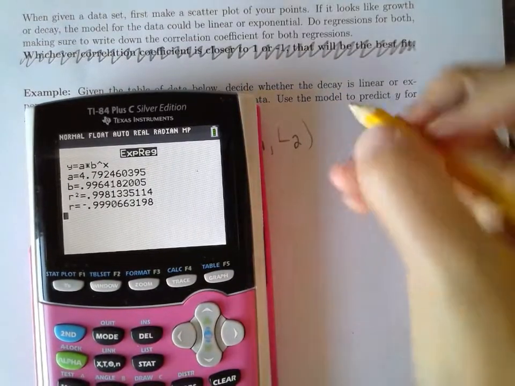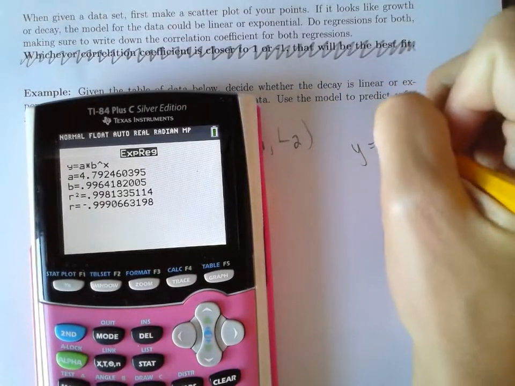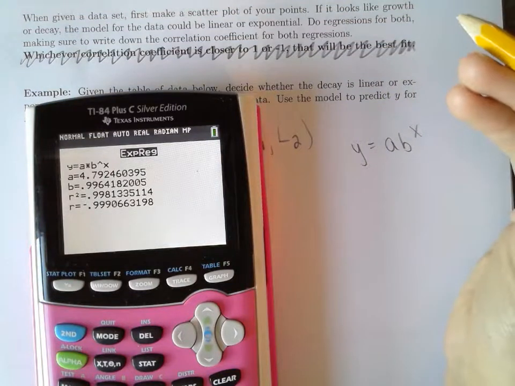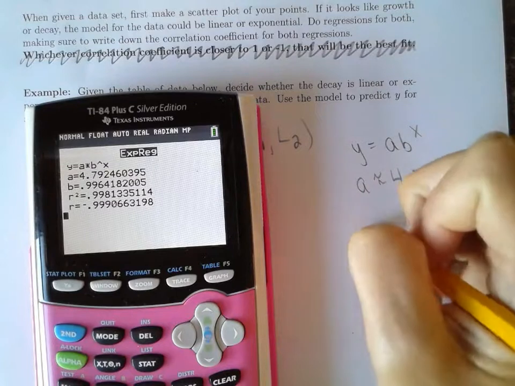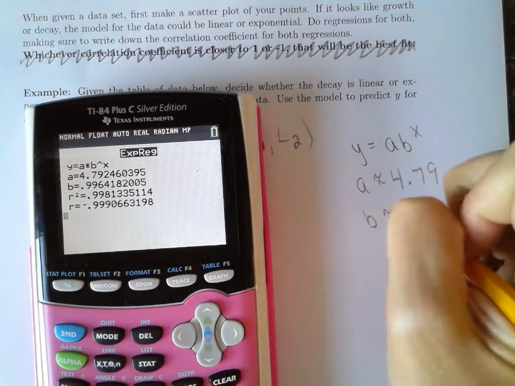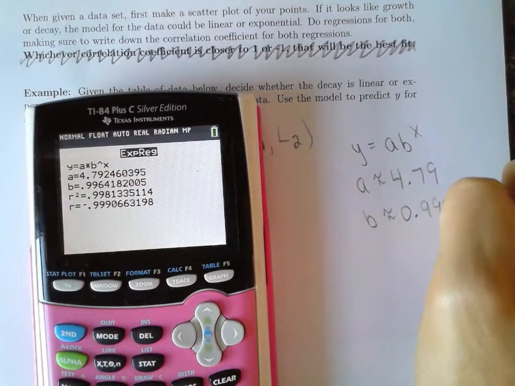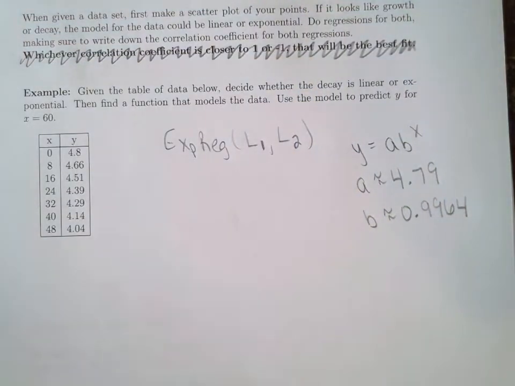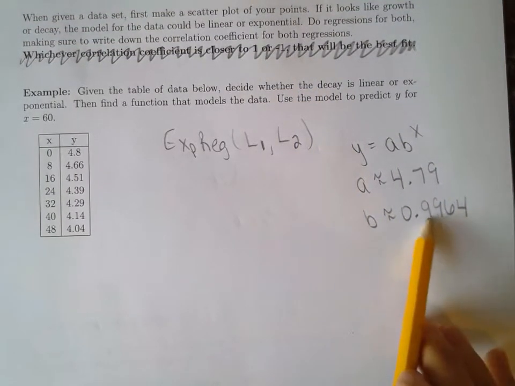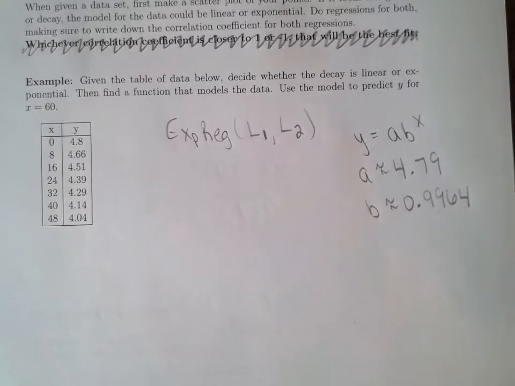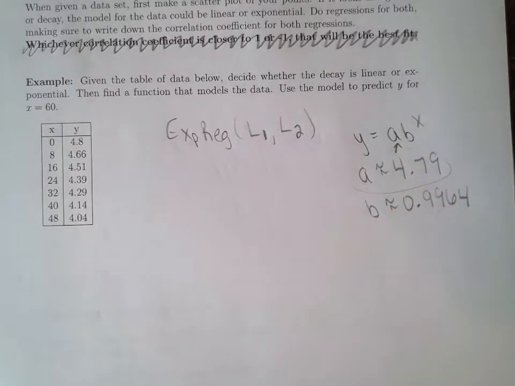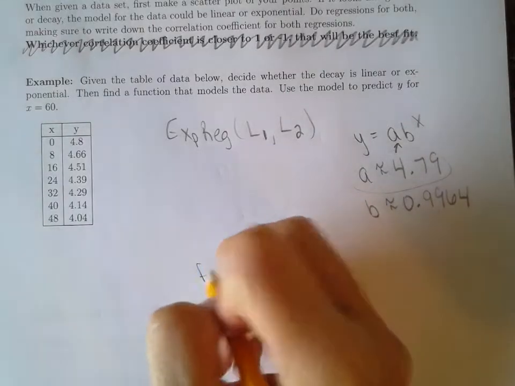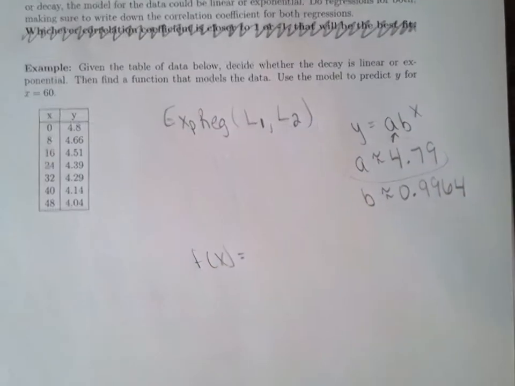Okay, so it says y equals a times b to the x. A is approximately 4.79. B is approximately 0.9964, which I made a couple more decimal places here because I didn't want to round to 1. Be careful with this one. A in this example is the initial value. So the calculator doesn't align exactly.